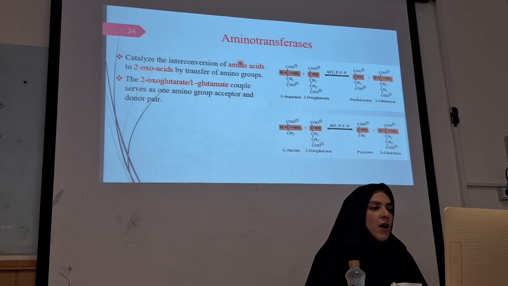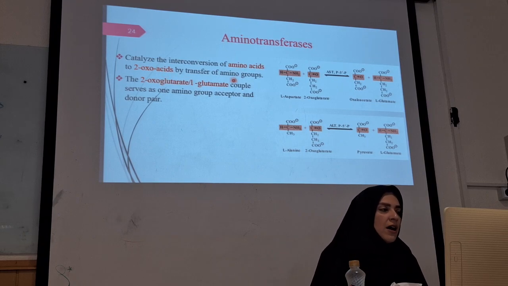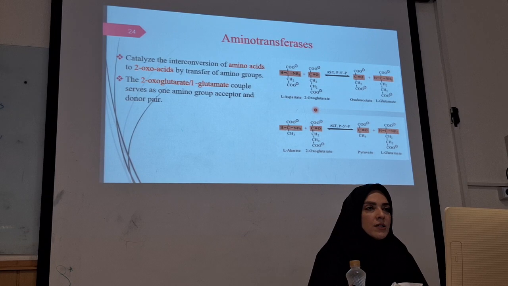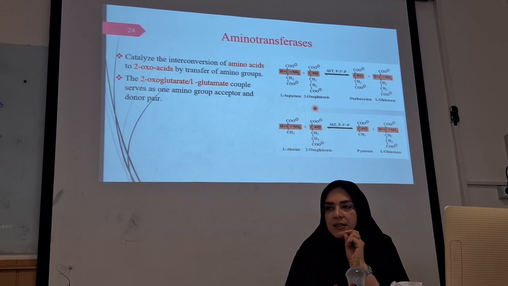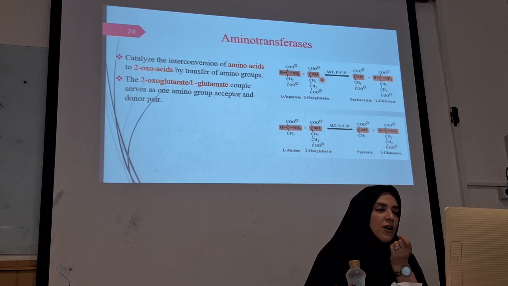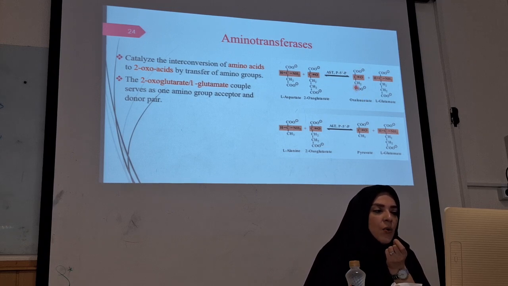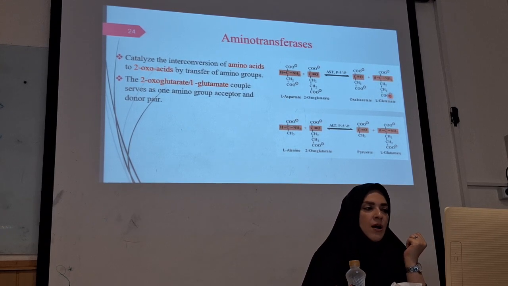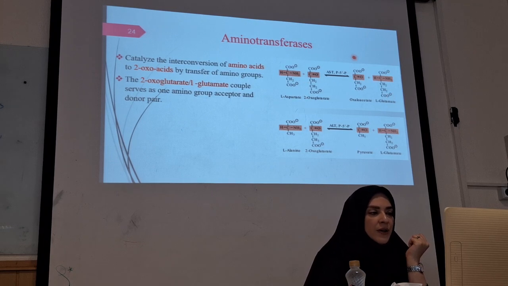I will start with the aminotransferases. They catalyze the interconversion of amino acids. This is aspartate and 2-oxoglutarate. 2-oxoglutarate has another name: alpha-ketoglutarate. So aspartate and alpha-ketoglutarate, following the aminotransferase reaction, convert to oxaloacetate and glutamate. These are interconversions of amino acids. The substrate is aspartate, the product is glutamate. And alpha-ketoglutarate and oxaloacetate.